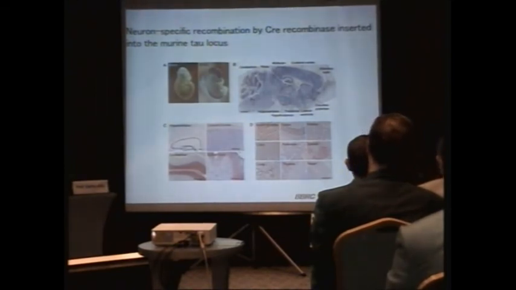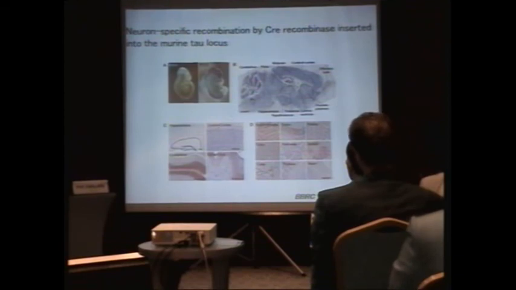And finally, I want to tell you a small piece of information. Several years ago, we produced a neuron-specific recombination mouse model. This mouse is called the tau-cre mapping mouse.